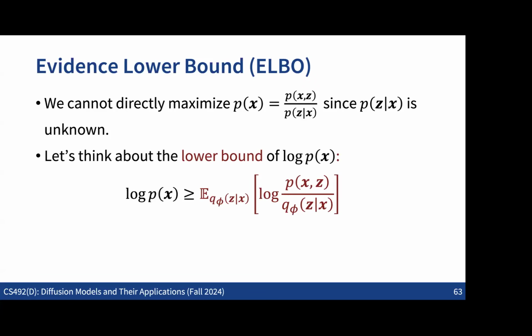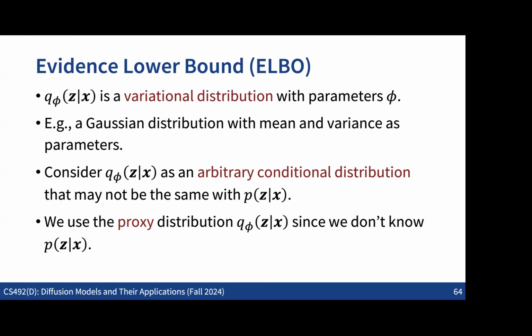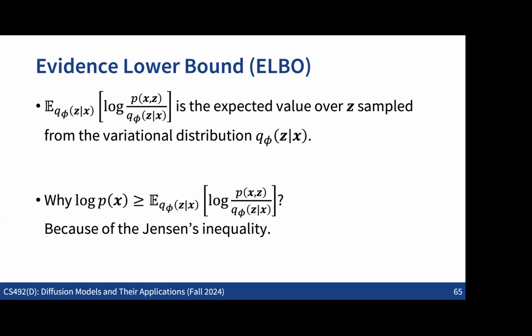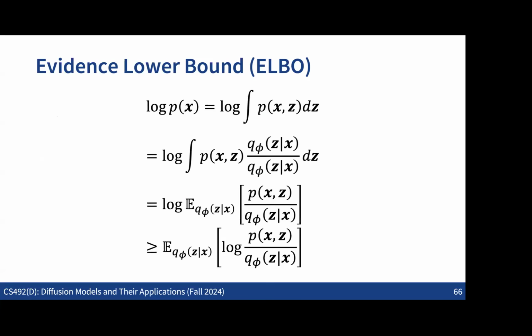But you can see there is some analogy between this form and the real form of P(X) here. Instead of having the posterior distribution here, we are just replacing it with some kind of proxy distribution and taking the expected value. Is it clear? And why does this become the lower bound? This is because of Jensen's inequality. So let's quickly see this one by one.